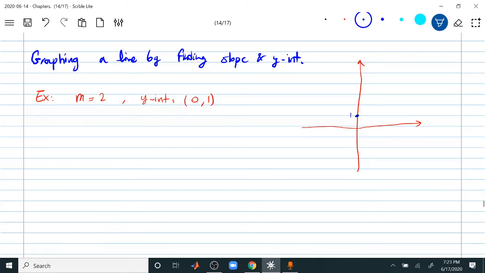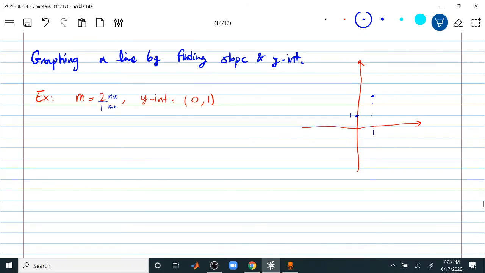And then I gave you the slope 2, which means if you move... Slope always means rise over run. If it doesn't have a denominator, put a denominator there and say 2 divided by 1 is still 2. The numerator is the rise, the denominator is the run. I move 1 unit right, 2 units up.